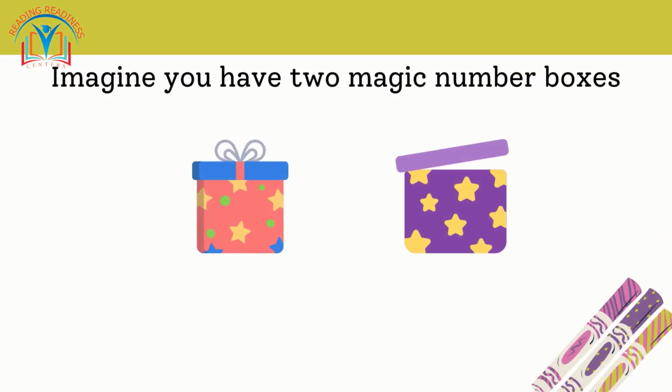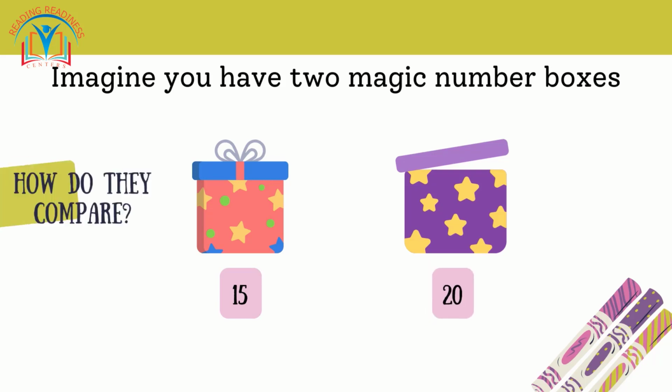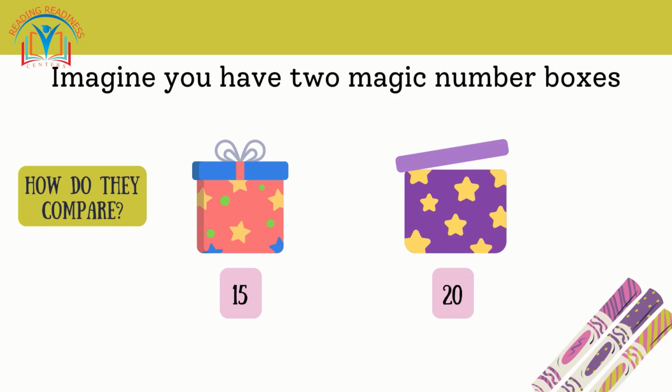Imagine you have 2 magic number boxes, one labeled 15, and the other 20. The question is, how do they compare? Well, when we use the less than symbol, it's like asking which box has fewer enchanted treasures. So, when we say 15 is less than 20, what we are really saying is that the contents of the box labeled 15 are fewer or less than the treasures inside the box labeled 20.